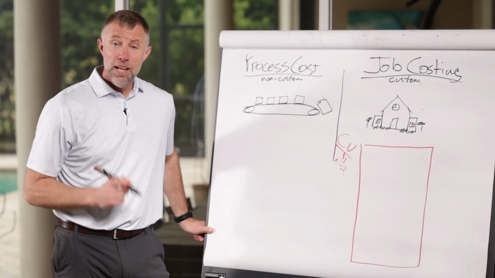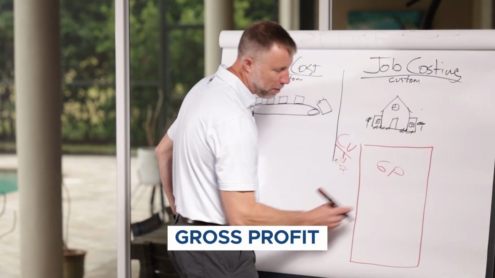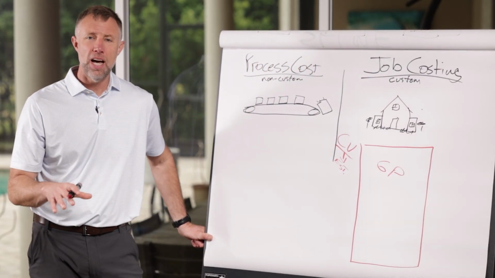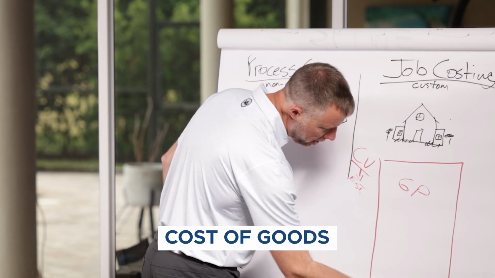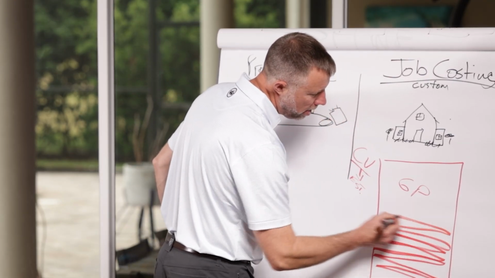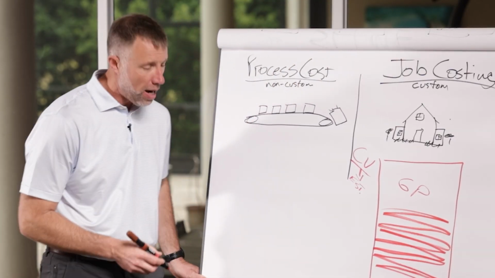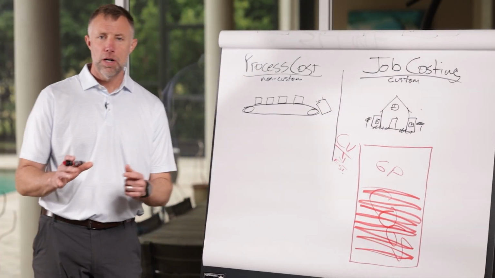So that's the first number. Second number is we need to understand what your gross profit is on that particular job, but we can't do that until we understand the third number, and that is your cost of goods. And this cost of goods rises as you continue to put expense on that particular job. And so this cost of goods is made up of a four-part terminology.